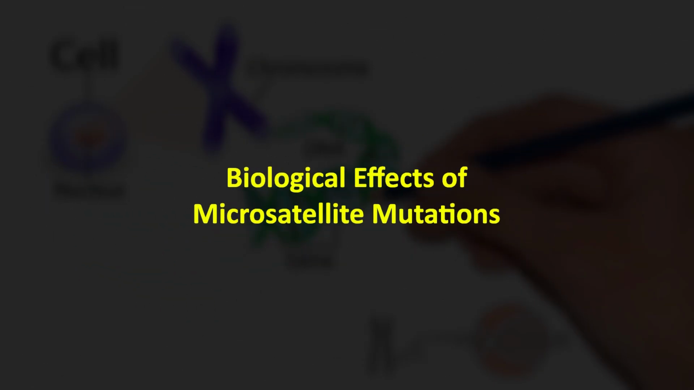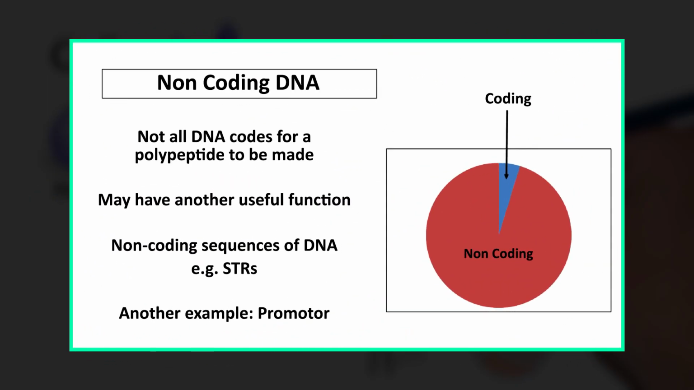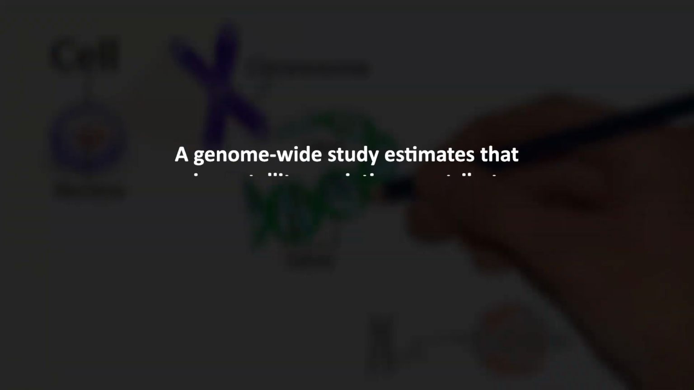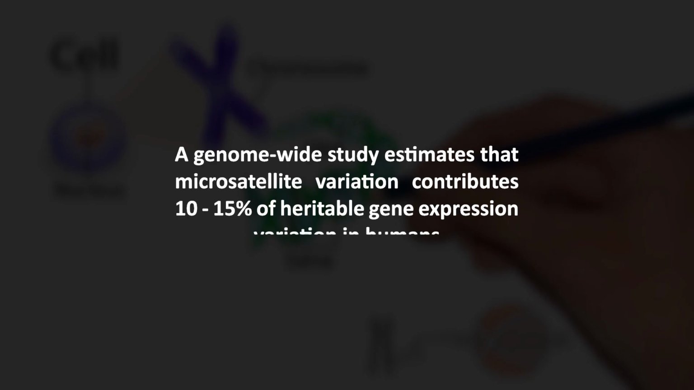Dear students, let's now discuss the biological effects of microsatellite mutations. Many microsatellites are located in non-coding DNA and are biologically silent, while others are located in regulatory or even coding DNA. Microsatellite mutations in such cases can lead to phenotypic changes and diseases. A genome-wide study estimates that microsatellite variation contributes 10 to 15% of heritable gene expression variation in humans.